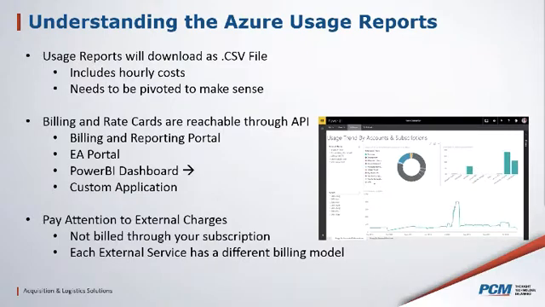Those billing and rate cards, so how much you're spending and how many resources you've consumed, are all reachable through API. They're reachable through that account portal with the billing and reporting. They are reachable through the EA portal that we saw earlier.